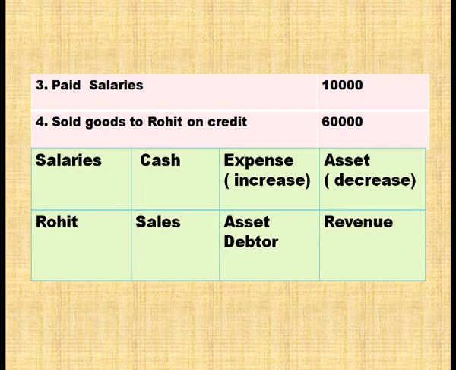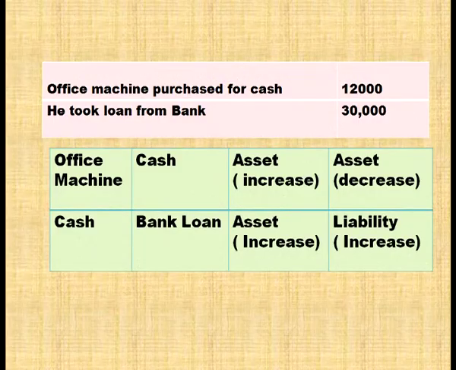Sold goods to Rohit on credit. Credit transaction. Debtor increases. Rohit is a debtor. Debtor can be included under asset account. When asset increases, it will be debited. So, Rohit's account is debited. Sales, revenue for the business. It can be included in revenue account. So, when revenue increases, it will be credited. So, sales account is credited. Rohit, debit, sales, credit.